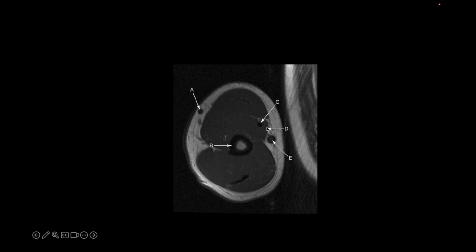This is what the artery looks like on an MRI. It's just a bit rounder, a bit more crisp compared to the vein, although it can be a little bit confusing. And then B would be your humerus.